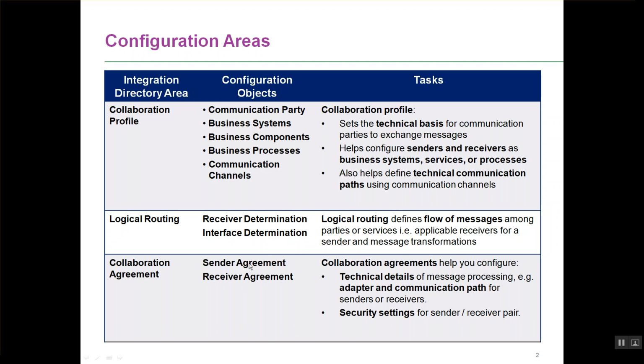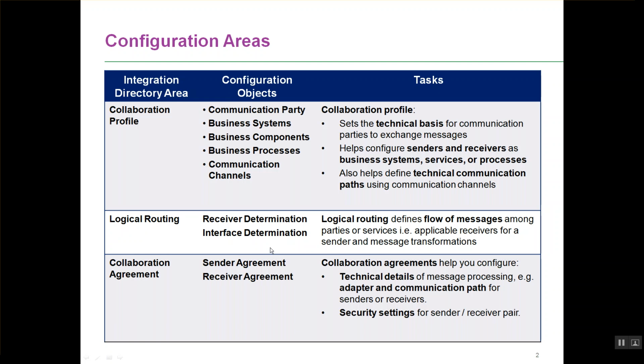Collaboration agreement contains two objects, sender agreement and receiver agreement. Sender agreement and receiver agreement are used to combine these two objects together, you know, the collaboration profile objects and the logical routing objects. You create a sender agreement and a receiver agreement. At this point, don't try to understand too much about these jargons. We would be doing them in the system, and they will make your life much easier.